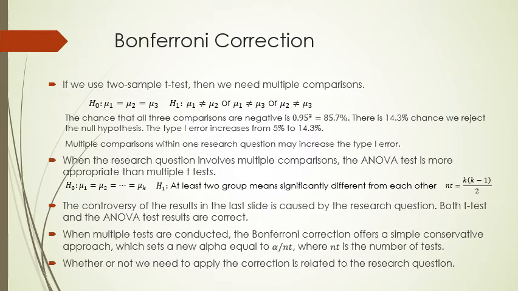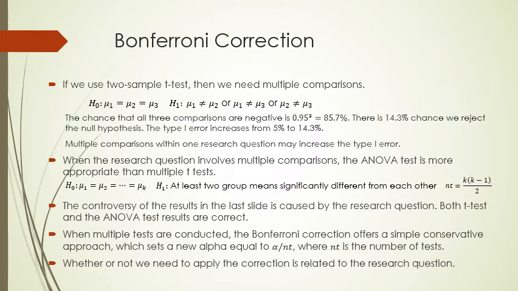Since we will reject the null if any of the three tests becomes significant, there is a 14.3% chance that we reject the null hypothesis. The type 1 error increases from 5% to 14.3% if we use three two-sample t-tests for the hypothesis testing. Thus, multiple comparisons within one research question may increase the type 1 error.